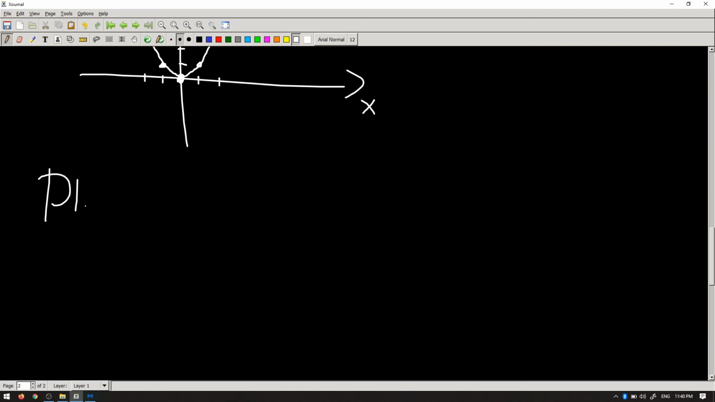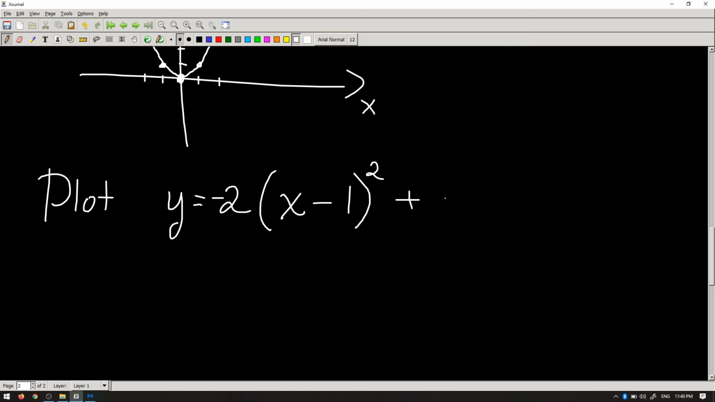So let's do another example of an equation together. Let's say plot y equals negative 2 times x minus 1 squared plus 2. So I need the vertex of this equation. The x-coordinate of the vertex is inside the bracket. You just flip the sign. The y-coordinate is on the end. And so my vertex is 1, 2.